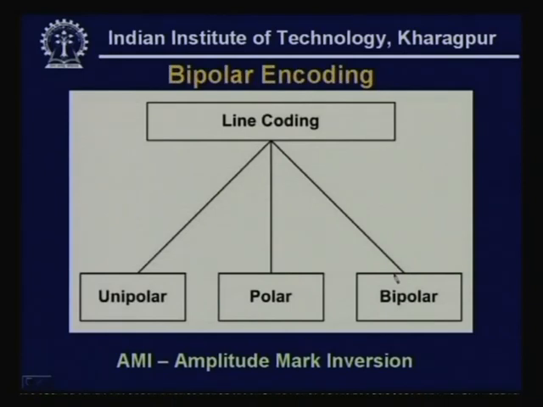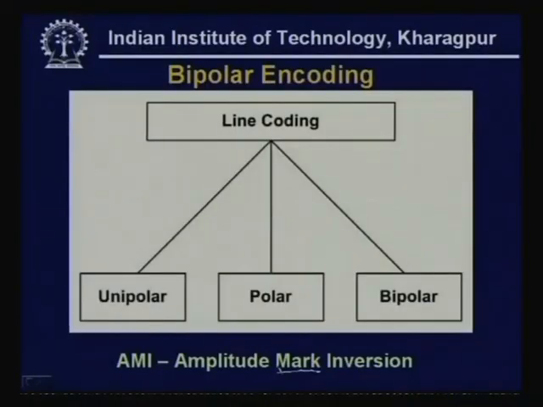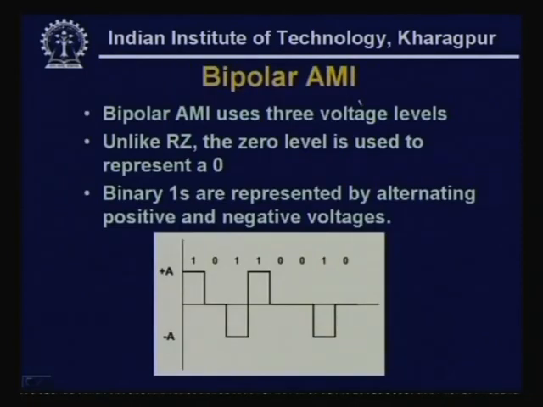Now, let us focus on the bipolar encoding schemes. We have discussed unipolar and polar. Now, we are focusing on bipolar encoding. In bipolar encoding, we shall be using a technique known as alternate mark inversion. This terminology mark has come from the days of telephony, where we used to send signals in the form of mark and space. So, that terminology has been borrowed here, and the AMI is one kind of bipolar encoding, as we shall see. This is known as bipolar AMI.